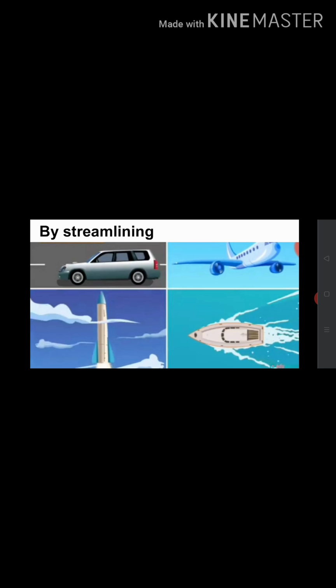Next one is by streamlining. We can reduce frictional force by streamlining. The bodies of cars, aeroplanes, rockets, etc. are streamlined to reduce the air friction. The bodies of boats and ships are also streamlined to reduce the frictional force.